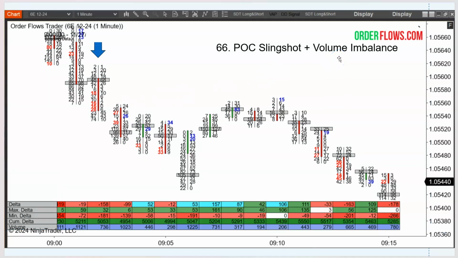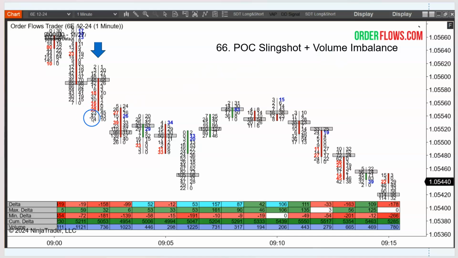Now, for me, I have two types of imbalances: volume imbalances and stacked imbalances. A volume imbalance is 3 or more imbalances that are spread out through the bar. If you have 3 imbalances that are stacked, it's still going to show up as a volume imbalance.